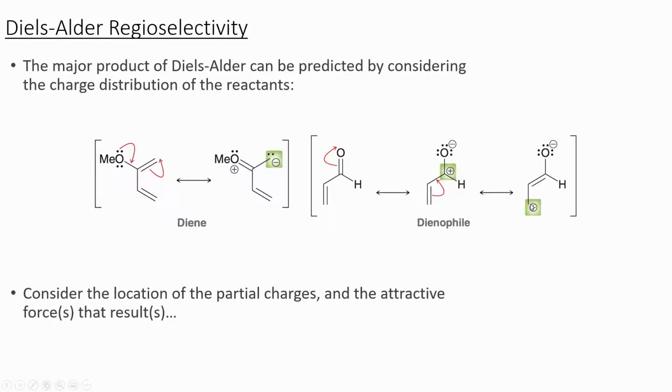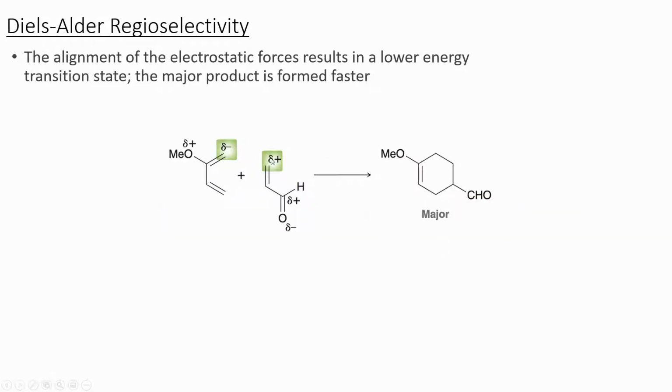So if we look at the location of these two charges and orient the molecules in such a way that the negative charge directly is going to line up with the positive charge, right? Here's the partial negative and partial positive. You can see how that will lead to our major product forming faster, because the transition state of this is going to be much lower in energy due to the alignment of the electrostatic forces.